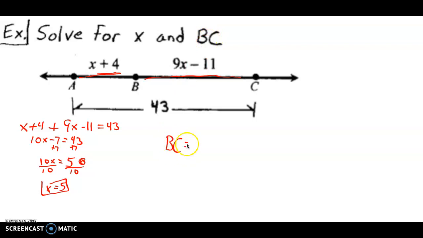So BC was our 9x minus 11. 9 times x, we found x was 5, minus 11. So now, order of operations, 9 times 5 is 45. Minus 11 is 34. There's our length of BC. And that's it for that one.